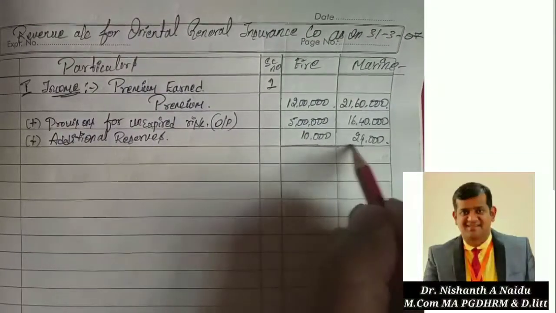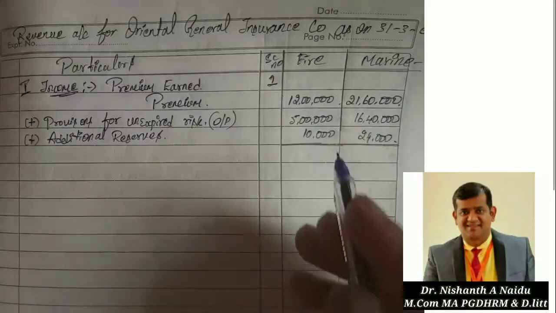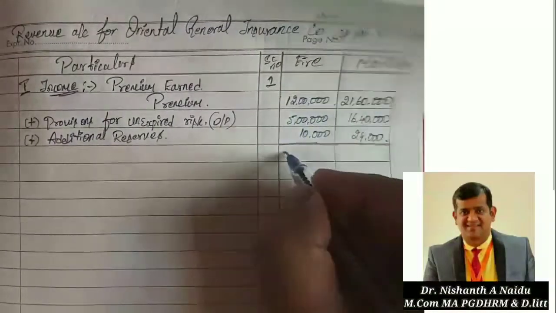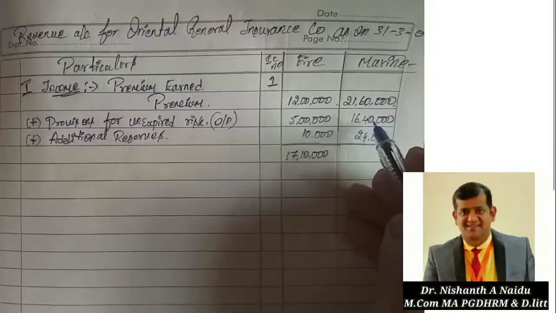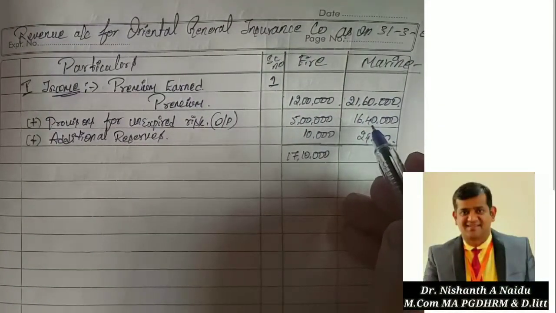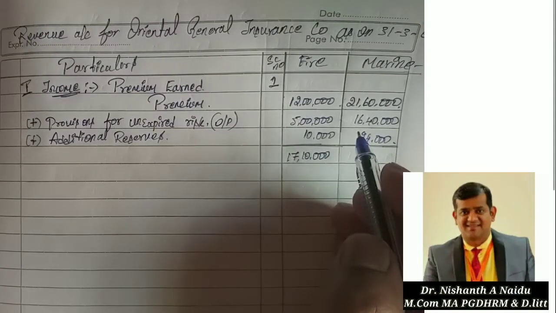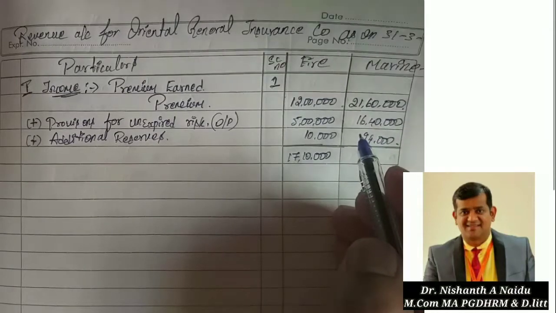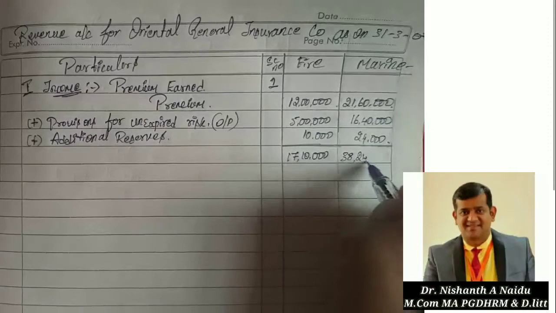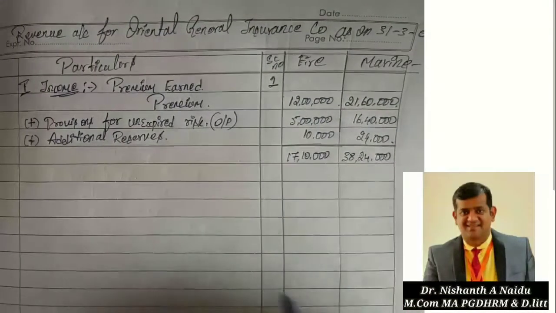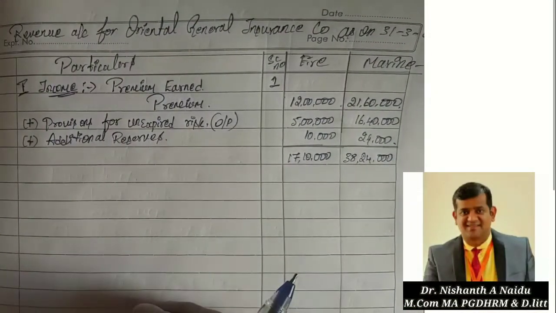So now total both. 12 plus 5, 17 lakh 10,000. And this 21 lakh 60,000 plus 16 lakh 40,000 plus 24,000 comes to 38 lakh 24,000. Clear?